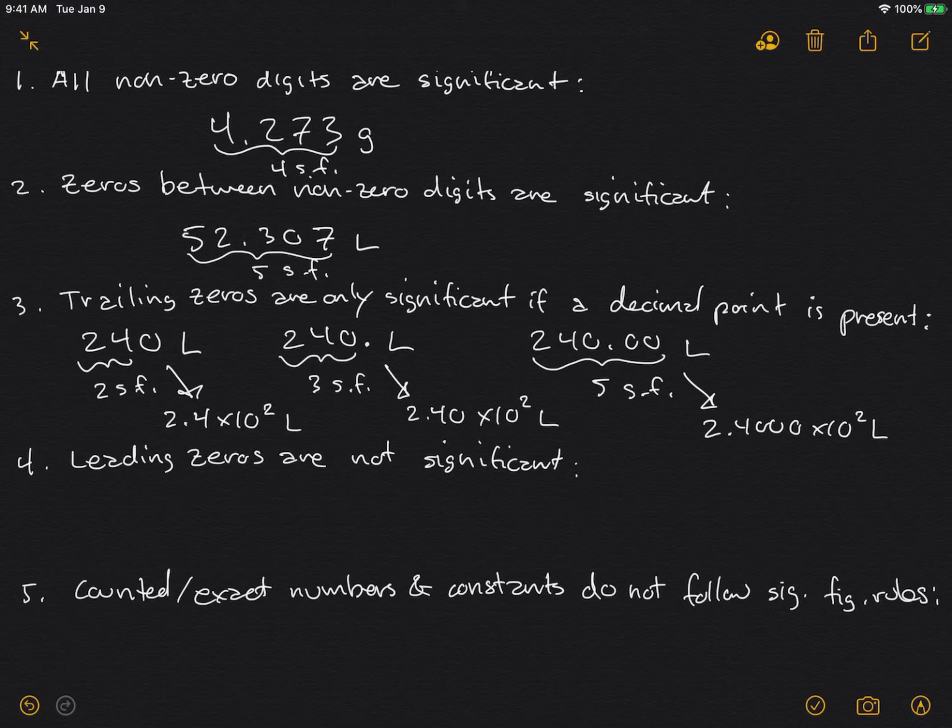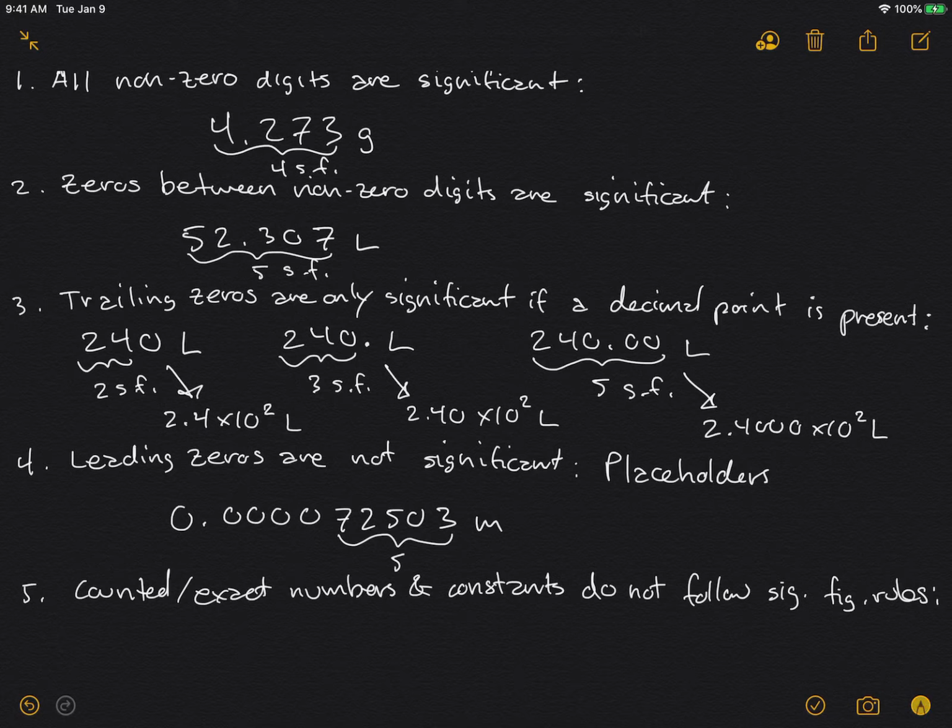And this is one where students usually forget about this rule, so don't forget about the leading zeros. They're considered placeholders. They just tell you relative to the decimal point where your measurement is. If you see a number that looks like this, 0.000725503 meters, then all of those leading zeros are not significant. And this measurement would have 1, 2, 3, 4, 5 significant digits.